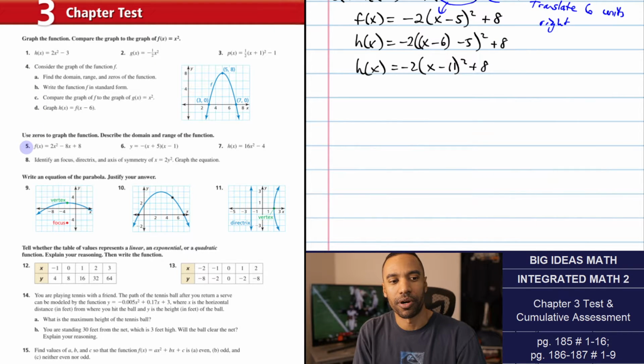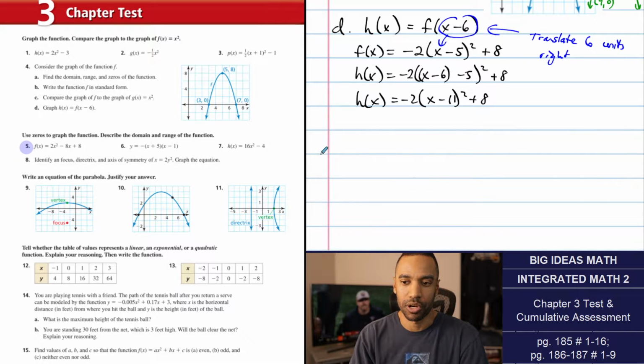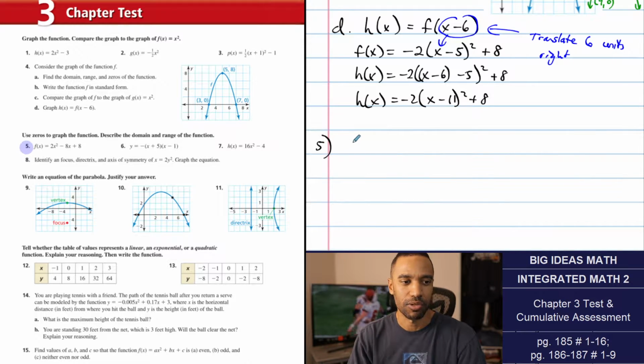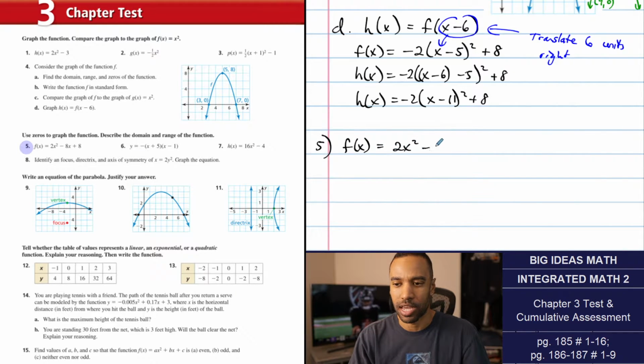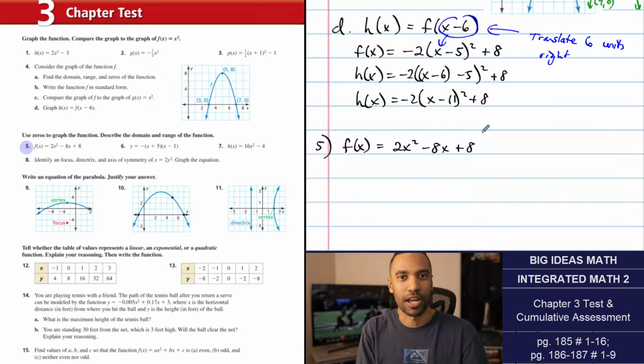Number 5, use zeros to graph the function. Describe the domain and range of the function. So when they say use zeros, they're probably expecting you to get it into factored form or solve it by other means. Now, at the time that I'm recording this video, my problem is that I've already taught chapter 4.